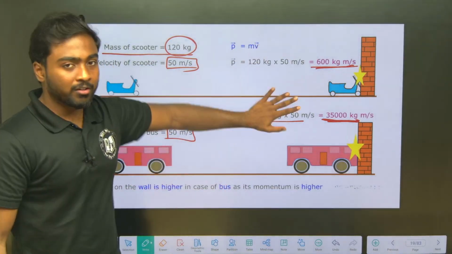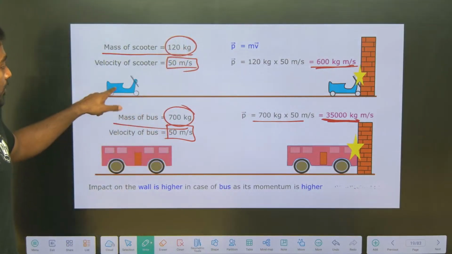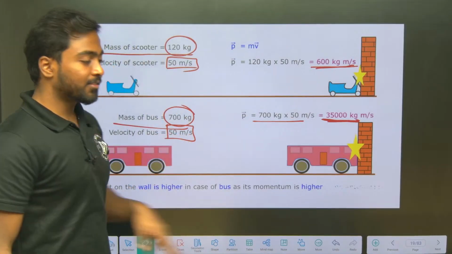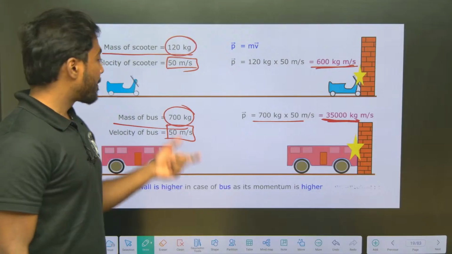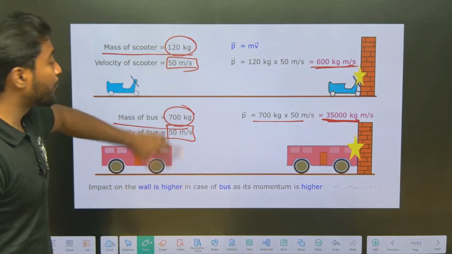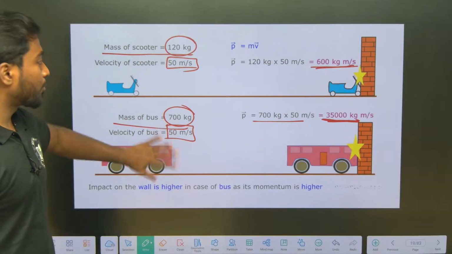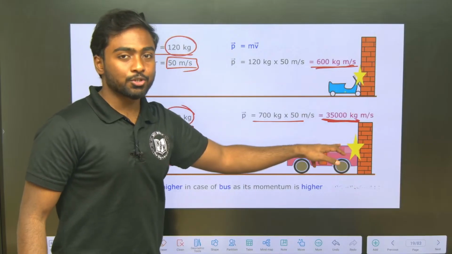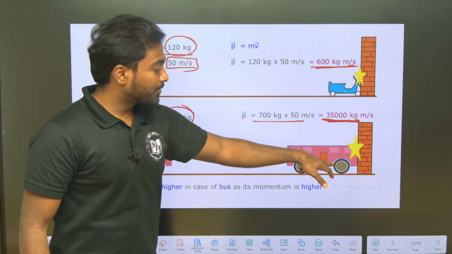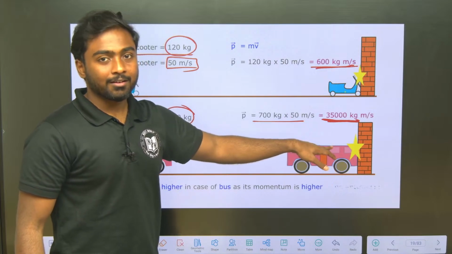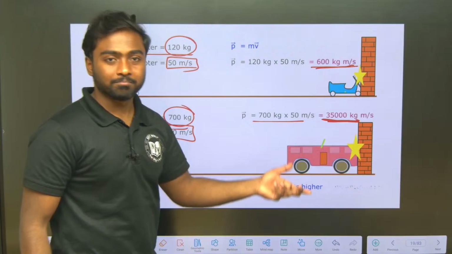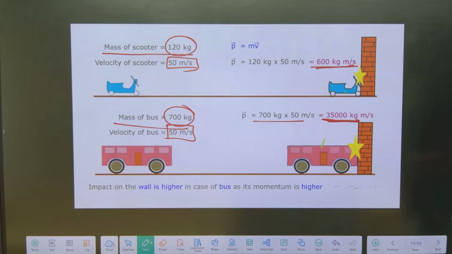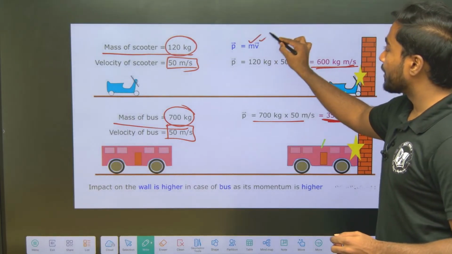The velocities are the same for both of them. If this scooter hits a person who is walking silently on the road, and this bus also hits a person who is walking silently on the road, both going with the same velocity but with different masses, what happens? If a person is hit by the scooter, they will get less injury, but if a person is hit by the bus, they will get a big injury, right? So momentum depends upon both mass and velocity.